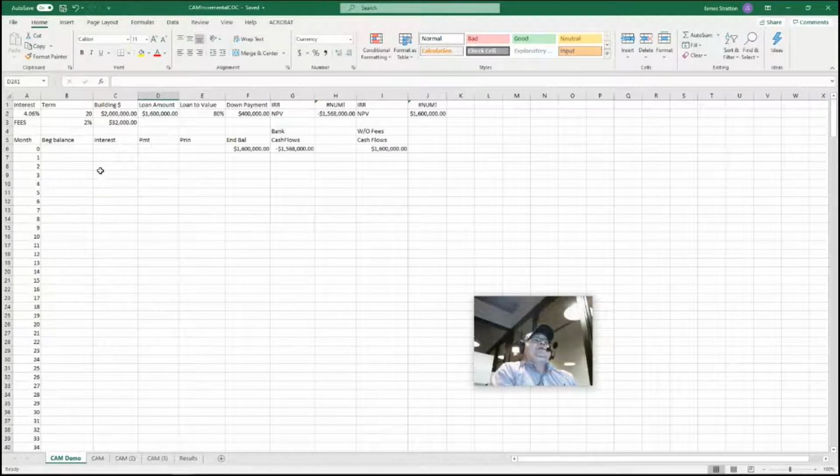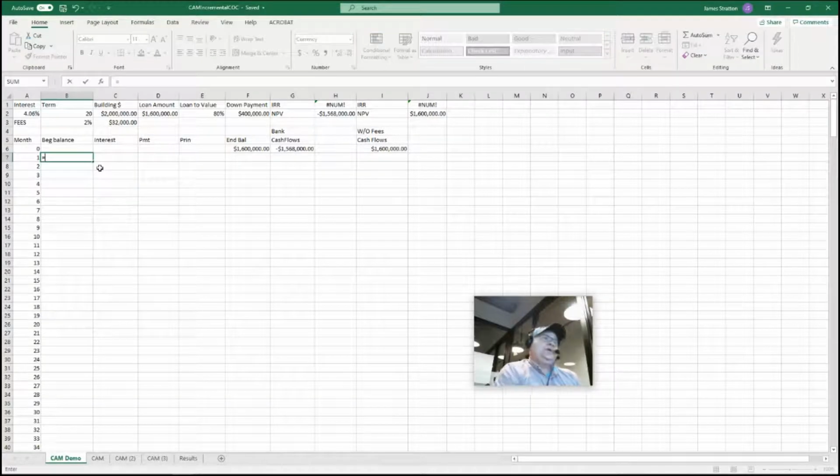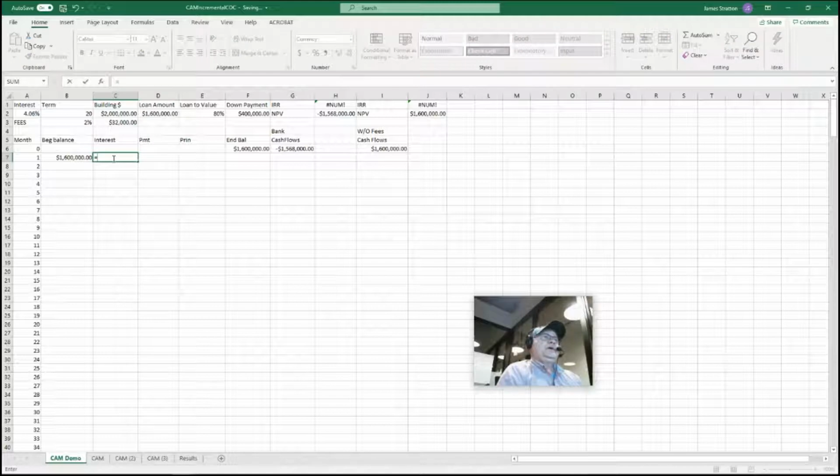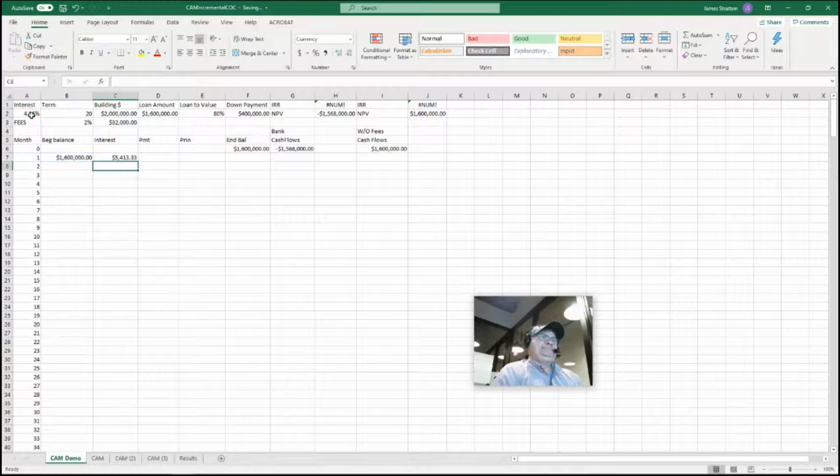Let's go back up to our very top. And so in our beginning balance, we're going to go ahead and pick our ending balance up here. All right. And then we're going to look at our interest. So here we go. In our interest, it's going to be B7, which is this one right here, times our interest rate, which is right here. Now we want to freeze this so it doesn't adjust with our calculations as we go forward. So there's that.